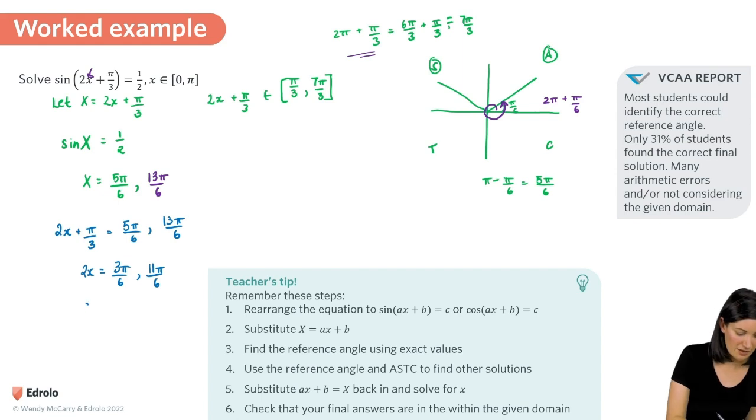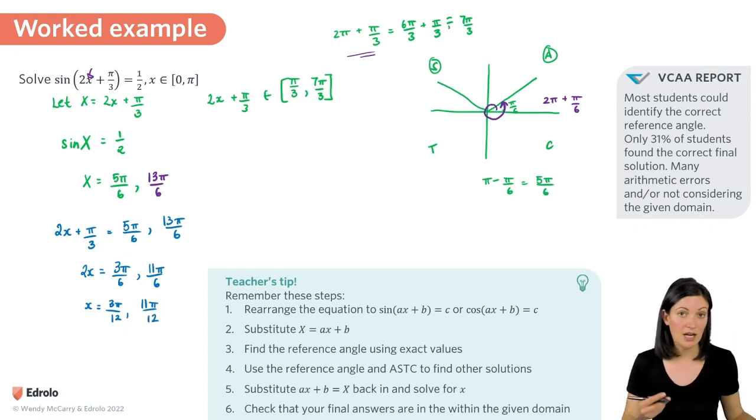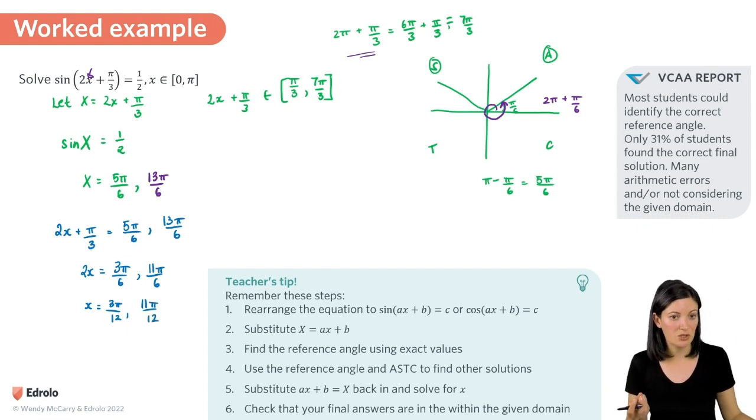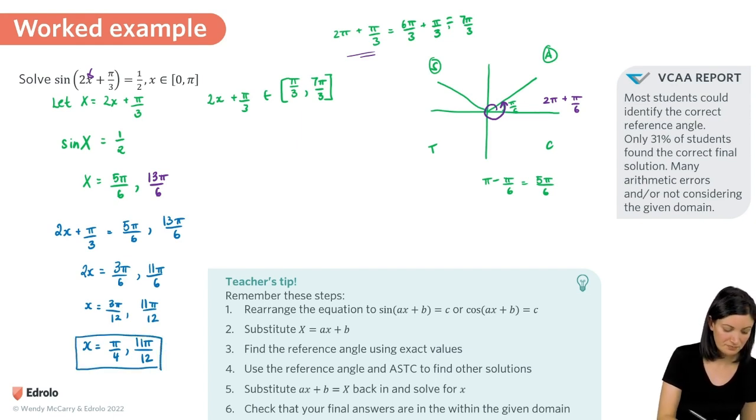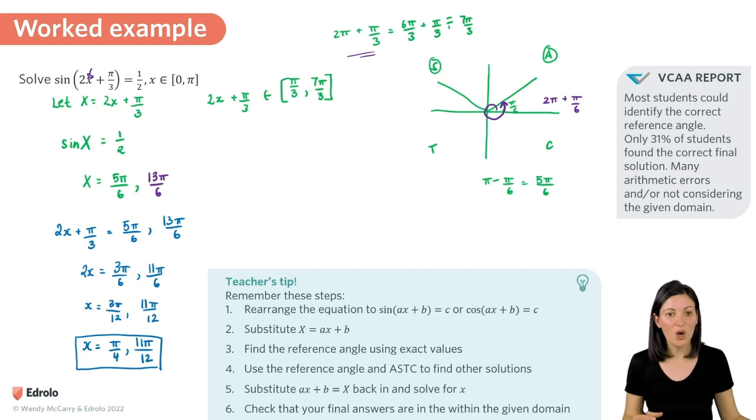So x is equal to 3 pi on 12 and 11 pi on 12. And I should just write that first solution: instead of 3 pi on 12, I should reduce my fraction. So finally, I get pi on 4 and 11 pi on 12 as my final solution. This is probably as complicated as it gets in terms of solving trig equations, so everything's going to be some sort of version of this.